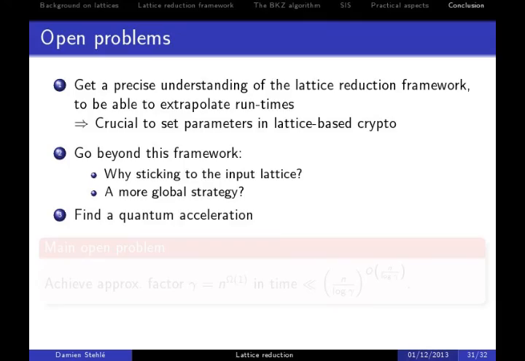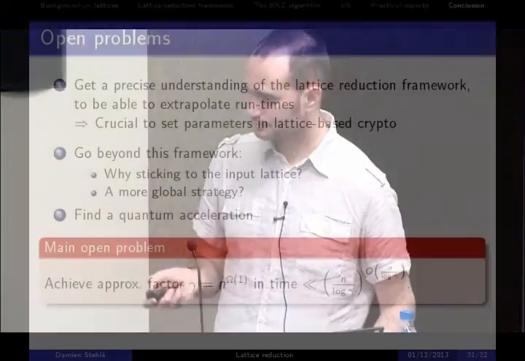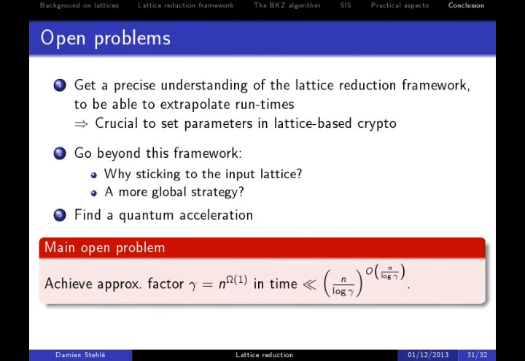At the moment, there is no quantum acceleration known for these problems, apart from gaining sometimes a factor 2 in the exponent thanks to Grover's algorithm. But that's mainly it. So that's a very challenging problem. And if I summarize, if I make these two more compact, the main open problem in the end is to do better than this cost for a given approximation factor. Thank you for your attention.